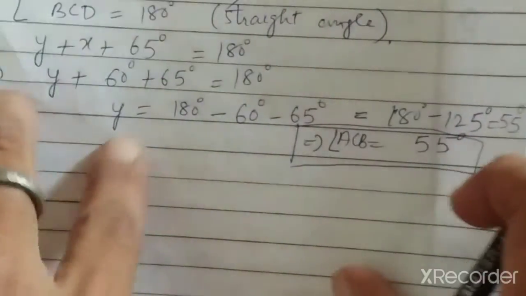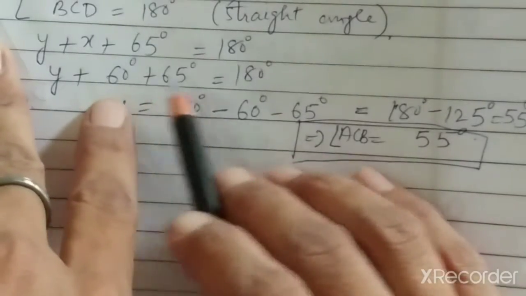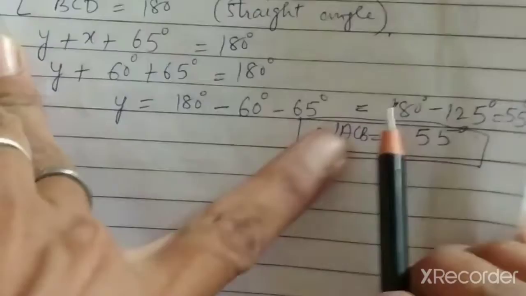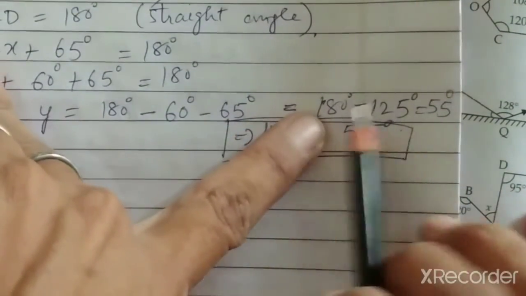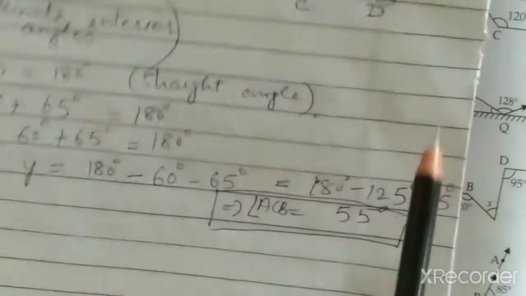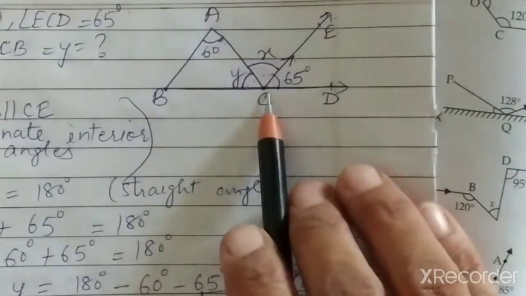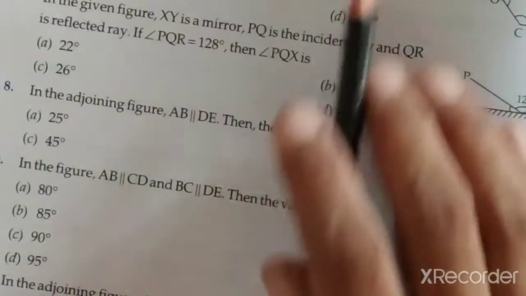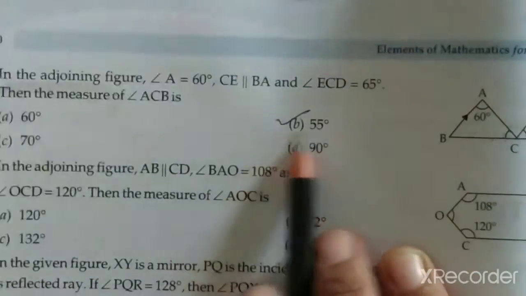So here we get y equals to 180, will transpose 60 and 65 to the right hand side. This become negative. 180 minus 125, that is y equals to 55 degree. And y is nothing but the angle ACB. So angle ACB is 55 degree. So B is our required answer.